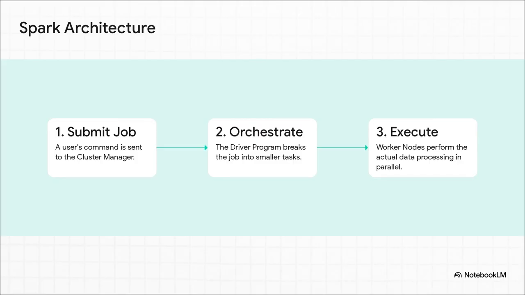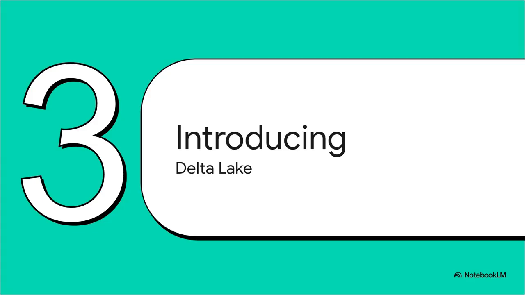First, you tell the cluster manager what you want to do. The manager then spins up a driver program. Think of the driver as the conductor of an orchestra. It's not playing any instruments, but it's telling everyone else what to do and when. And then the driver hands out all the tasks to the worker nodes. Those are the actual computers doing the heavy lifting. Now, the great thing about platforms like Databricks is that they handle all of this complex orchestration for you behind the scenes. Okay, so we've got this amazingly powerful Spark engine, but we still have that data swamp problem, right?